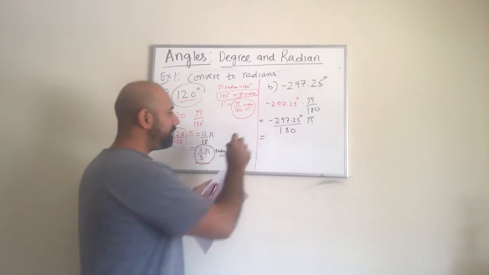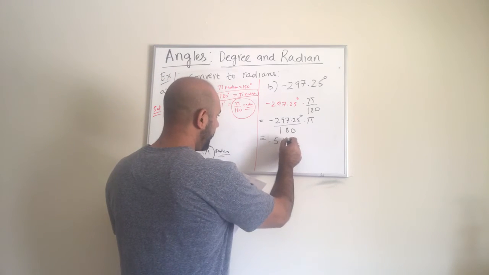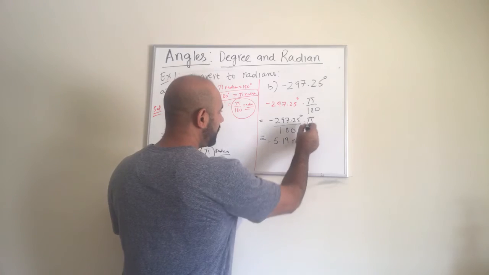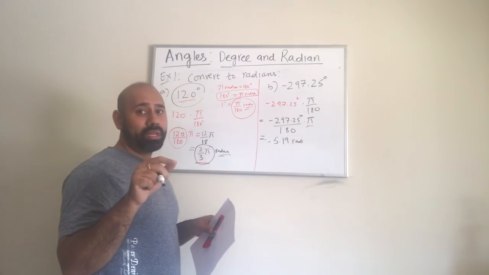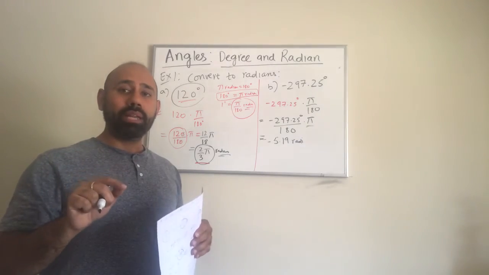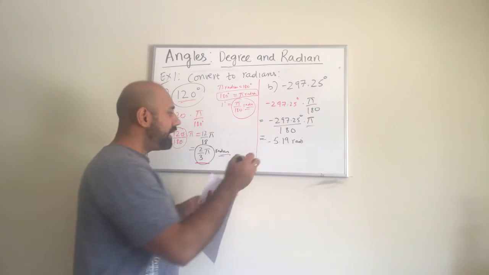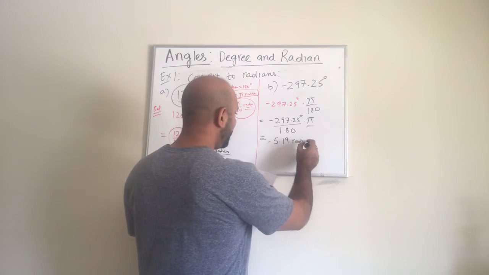And once I simplify this, I get close to negative 5.19 radians. So I also use the pi symbol on my calculator. I didn't have to type the value for pi. There's already an inbuilt pi symbol on my calculator or your calculators. You just have to press that and simplify, and we get negative 5.19 radians.